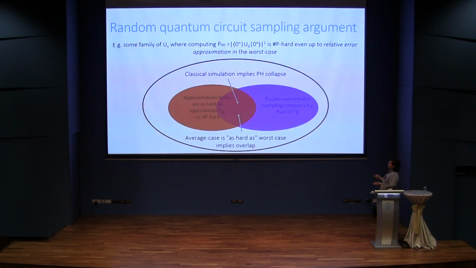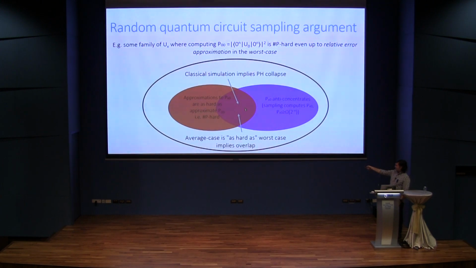Now, to do this pictorially and have a sense of what was actually shown, if you have some family U of X, where computing the output probability is sharp P hard, even up to relative error approximation in the worst case, you can imagine drawing a big blob here, which is that family. What this argument showed was that if these output probability distributions have a property called anti-concentration, which is essentially saying that they're very random, but not completely random. Imagine an almost flat distribution, but with a small amount of polynomial wiggle over the top of that distribution. It's got a lot of subtle differences across it, but it's still very random. So that's the property of anti-concentration.